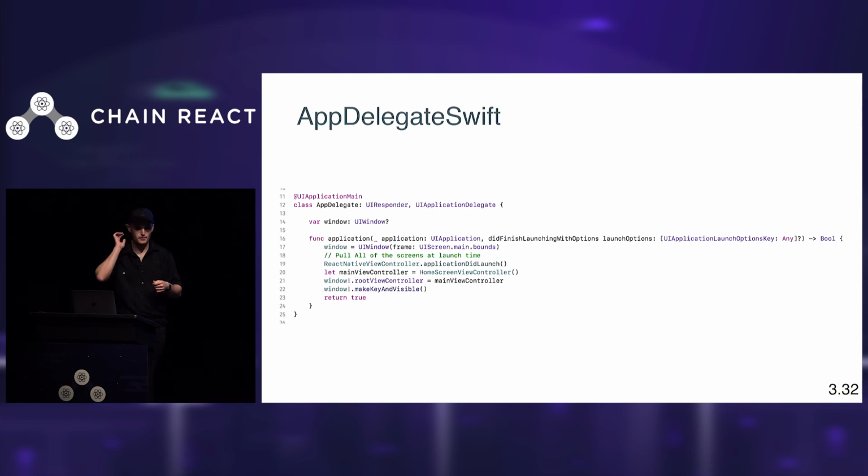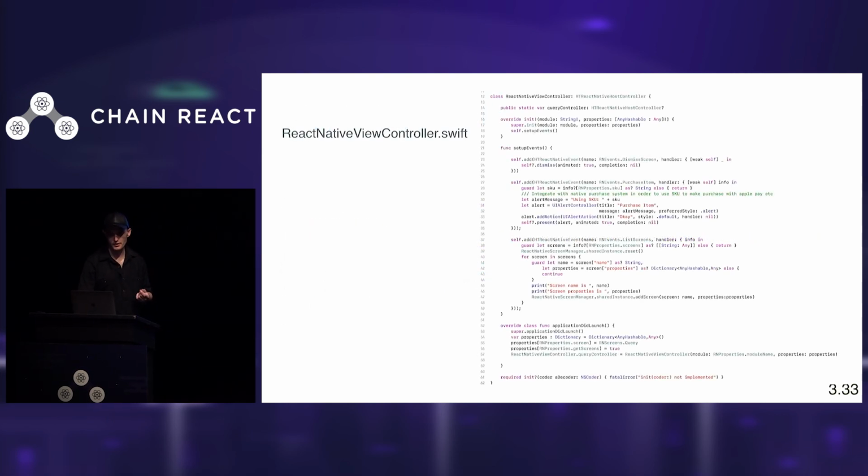If you're not familiar with iOS development, an app delegate is basically the entry point into your iOS application. It is the first thing that gets called, and the lifecycle functions that are in there correspond to different events that pertain to all of the different view controllers in your app. So what we're doing here is talking to the React Native view controller and saying, hey, the application did launch, so fetch all of the screens out of React Native and warm up the bridge for me.